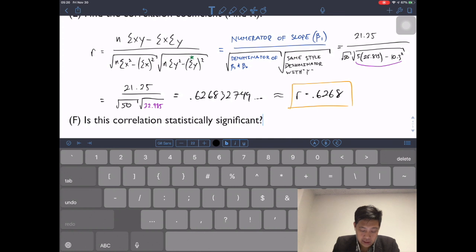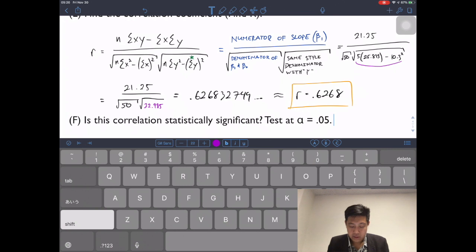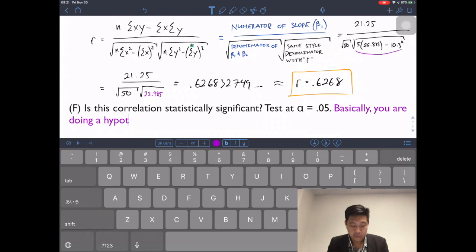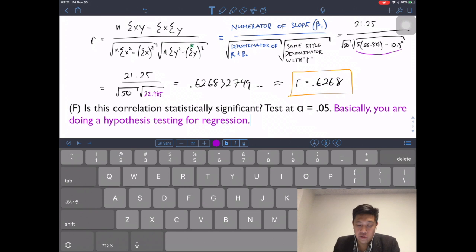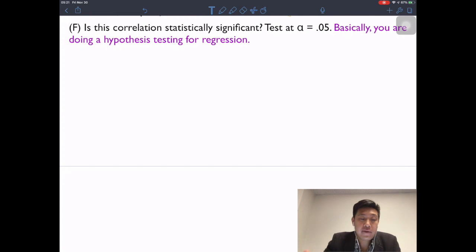And then we'll say test at alpha equal 0.05. Again, standard right there. Now basically what I'm going to say here in purple is that you are doing a hypothesis testing for regression. So in other words, you want to make sure that your hypothesis testing has your 3 criterion which qualifies as a hypothesis testing.